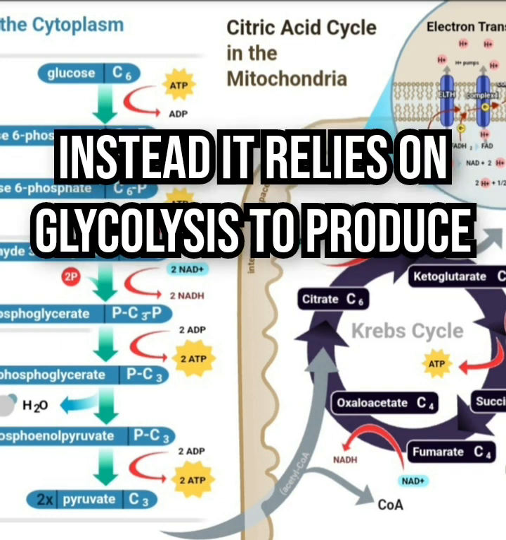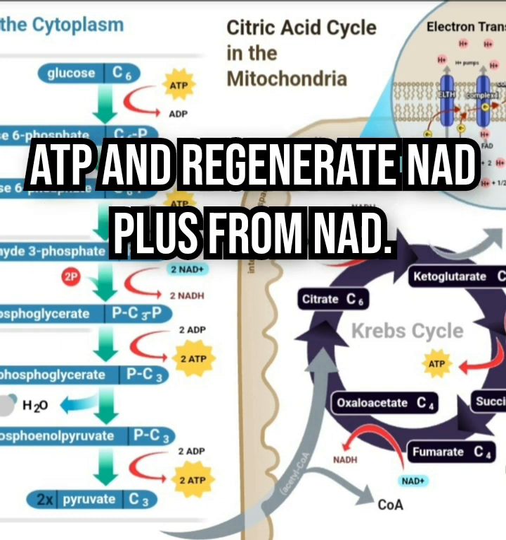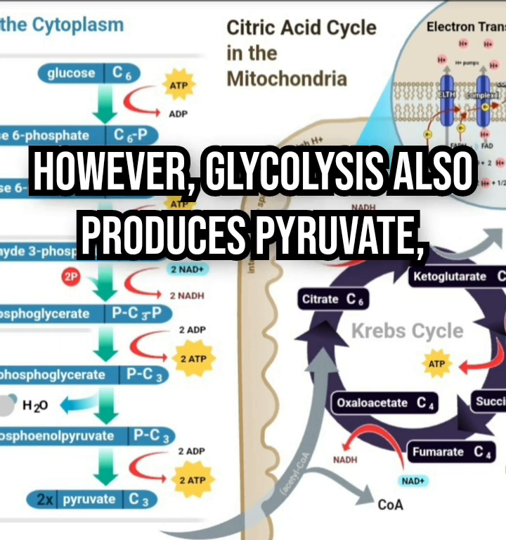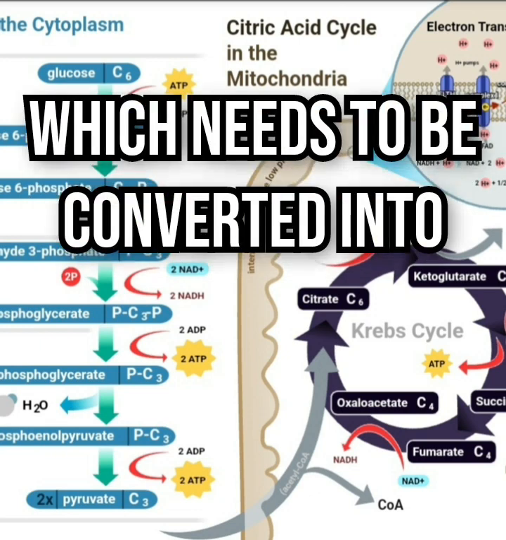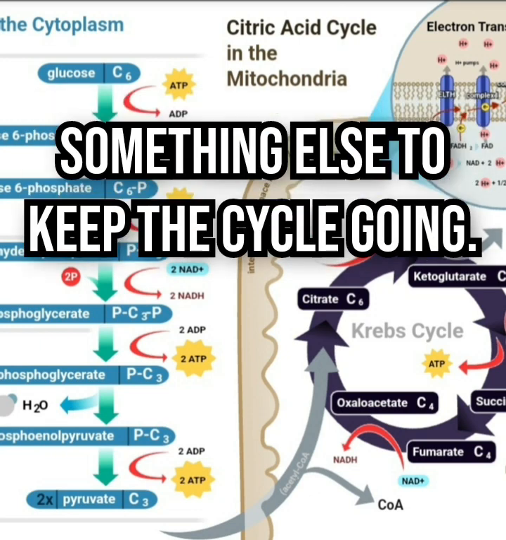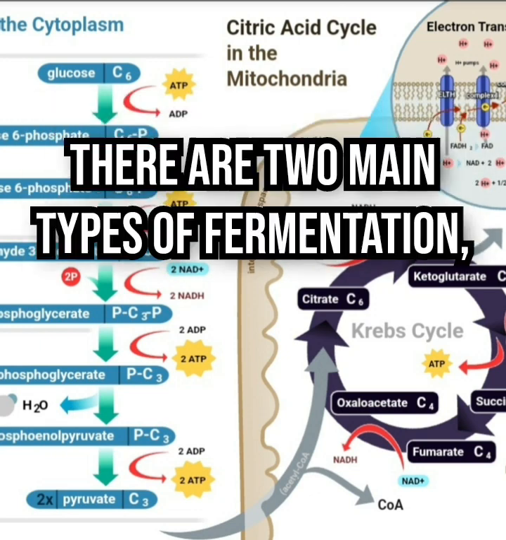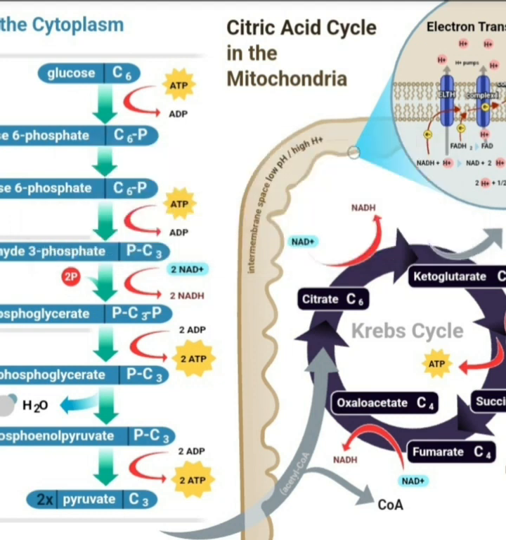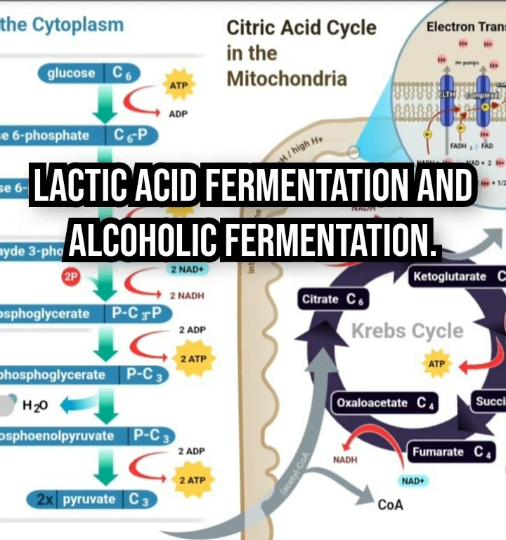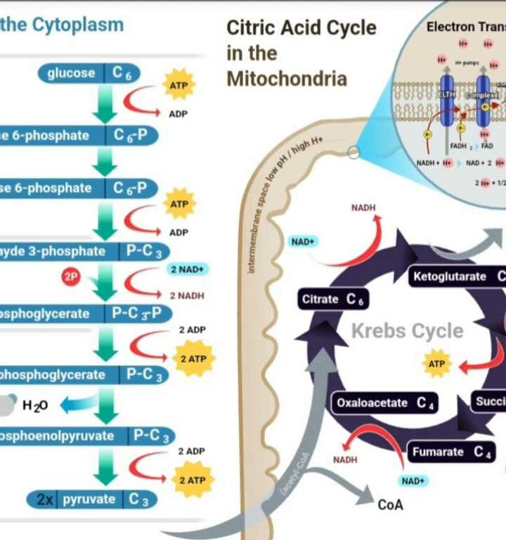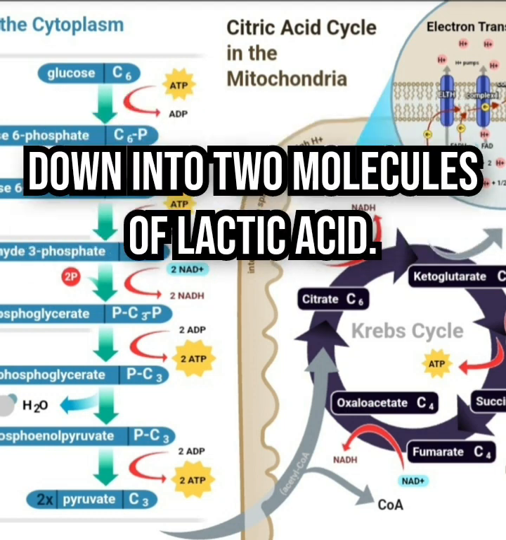Instead, it relies on glycolysis to produce ATP and regenerate NAD+ from NADH. However, glycolysis also produces pyruvate, which needs to be converted into something else to keep the cycle going. There are two main types of fermentation: lactic acid fermentation and alcoholic fermentation. In lactic acid fermentation, one molecule of glucose is broken down into two molecules of lactic acid.